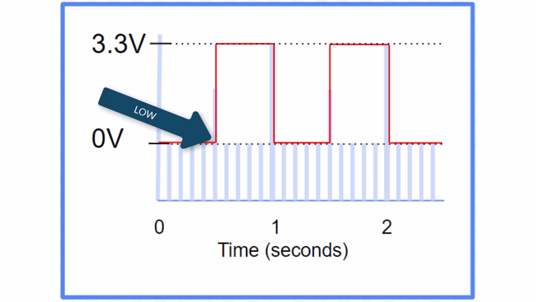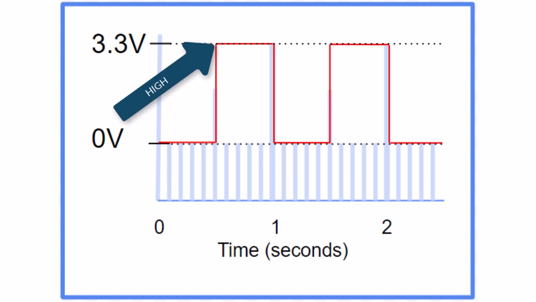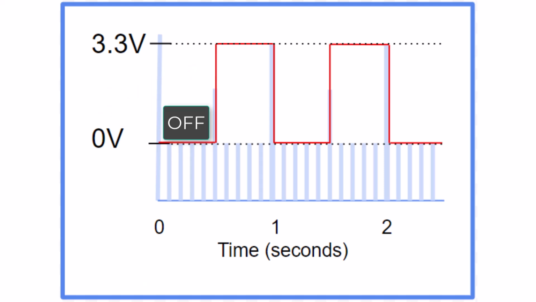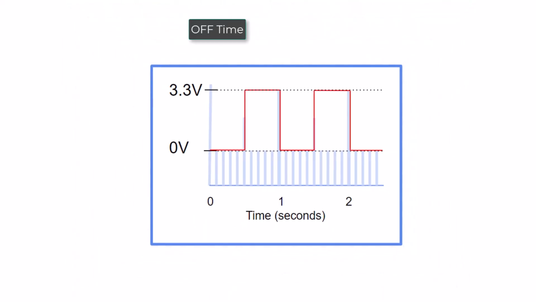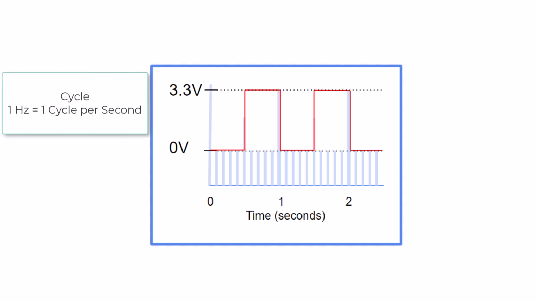At a half a second, the signal moves from 0 volts to 3.3 volts, or from an off state to an on state. For this specific signal, the time between 0 and 0.5 seconds is off time, and the time from 0.5 to 1 second is on time. When we combine the off time and the on time, we get 1 full second. This 1 second time frame is known as a cycle. We measure cycles in hertz. 1 hertz equals 1 cycle per second.